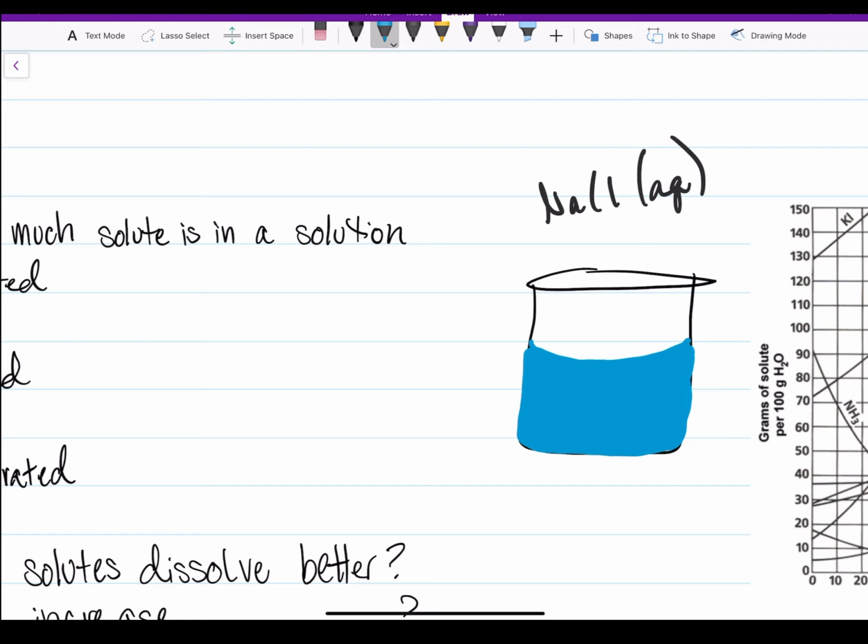Now, obviously we don't taste anything in lab, but let's say hypothetically you were to drink this. Let's say you had this beaker of water and just a little bit of salt. It's really unsaturated. You could drink it and you wouldn't even know there was salt in it.